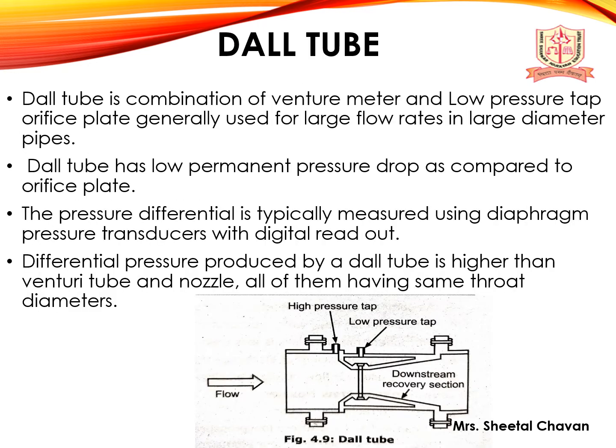Dall tube. So the Dall tube is a combination of a venturimeter and a low pressure tap orifice plate, generally used for large flow rates in large diameter pipes. This Dall tube has a low permanent pressure drop as compared to the orifice plate. The pressure differential is typically measured using a diaphragm pressure transducer with digital readout. The differential pressure produced by the Dall tube is higher than the venturi tube and the nozzle, all of them having the same throat diameter.